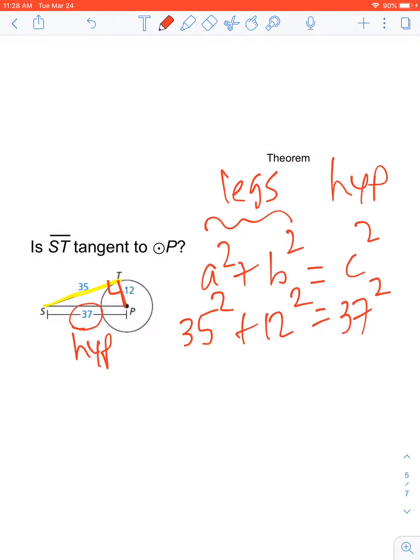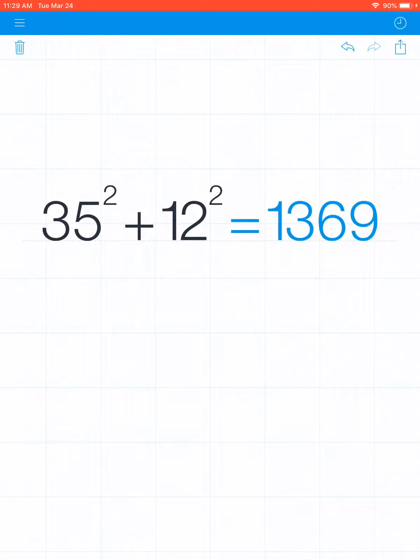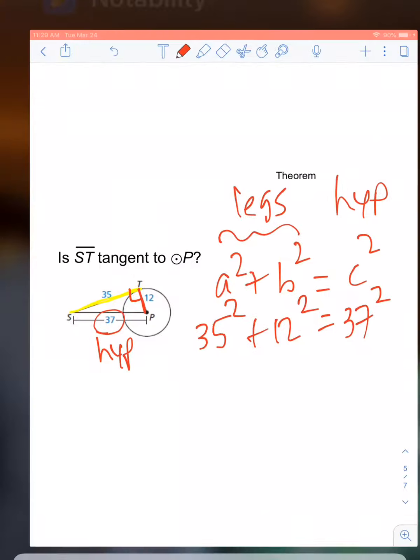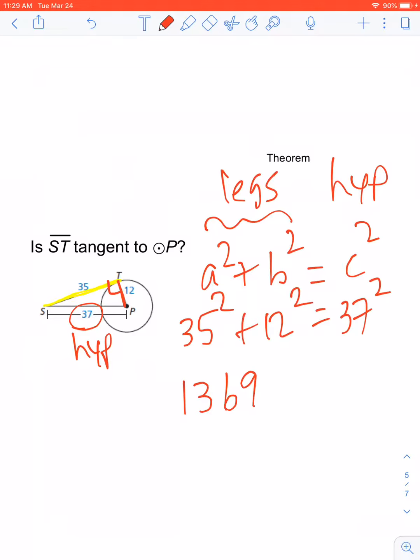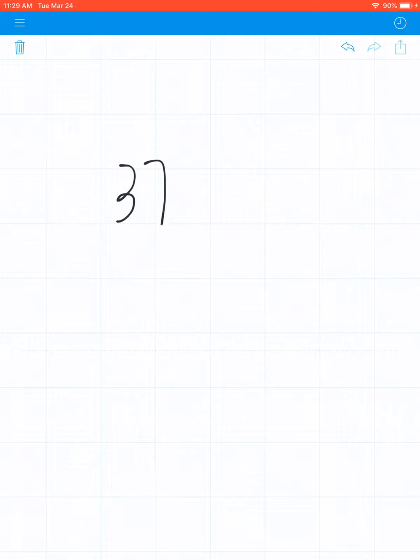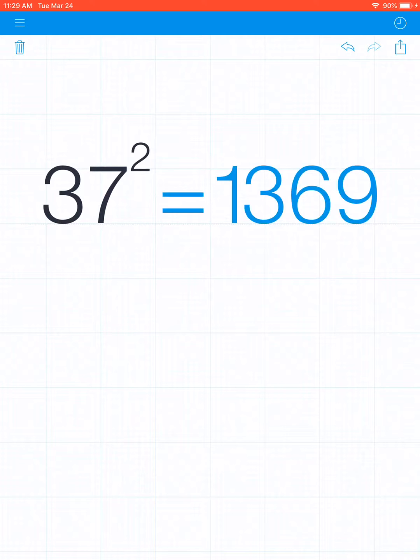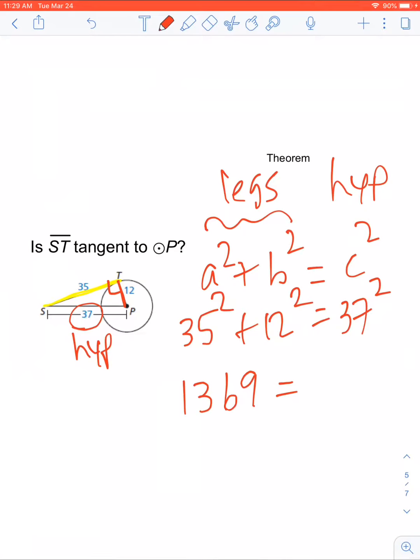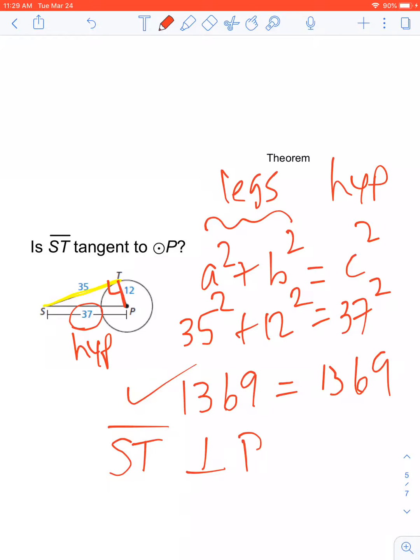Use your calculator. 35 squared plus 12 squared tells me that that's 1369. All right, let's figure out 37 squared. Also 1369. All right, so those agree. Therefore, ST is perpendicular to PT. Therefore, yes, ST is tangent to circle P.